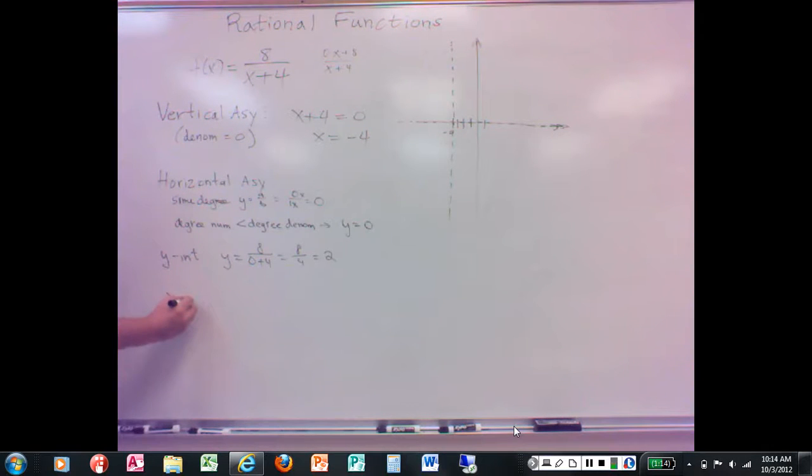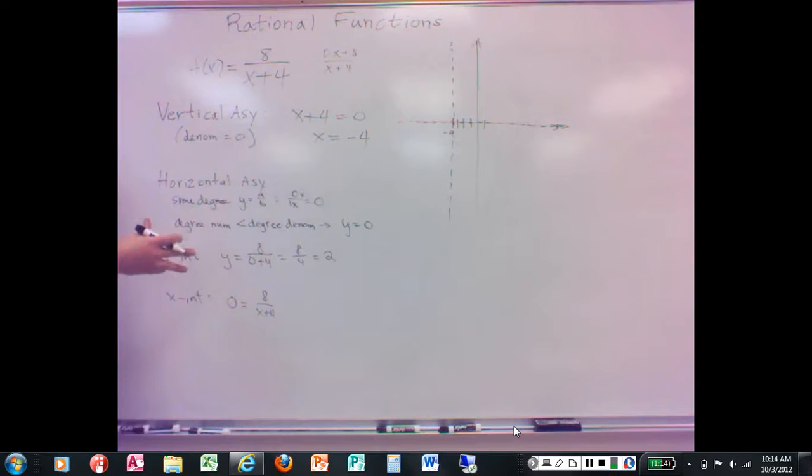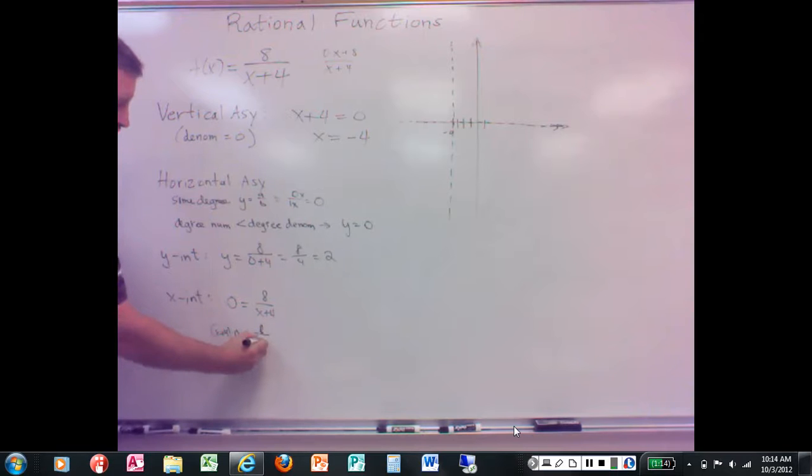The x-intercept, we have a little bit of trickiness there. The x-intercept, we set y, which in this case is f of x, to 0, which gives me one of those equations like we had a while ago. Multiply both sides by x plus 4 to get rid of the x plus 4 on the right. So the x plus 4s on the right cancel. 0 times anything is 0, so we get 0 equals 8. What about that?